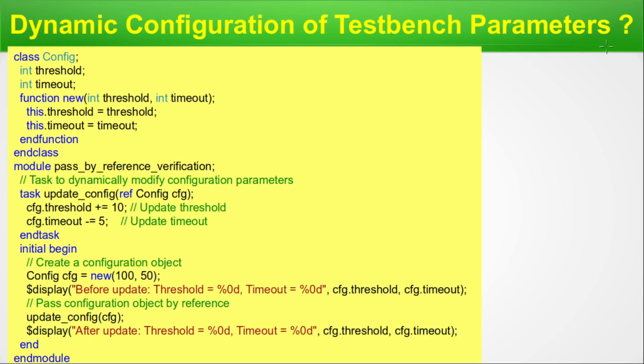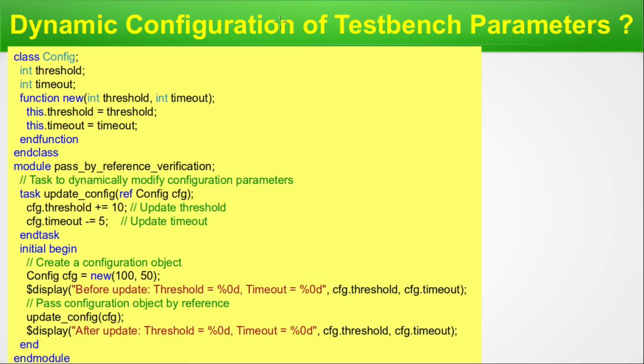Here we are on the new slide, and here we will discuss the dynamic configuration of test bench parameters. Real test benches don't stay fixed. Timeouts change, thresholds move, and configs evolve while the simulation is running. Pass by reference makes your test bench feel alive, not hard-coded. So let us see something more here. And here we have a code.